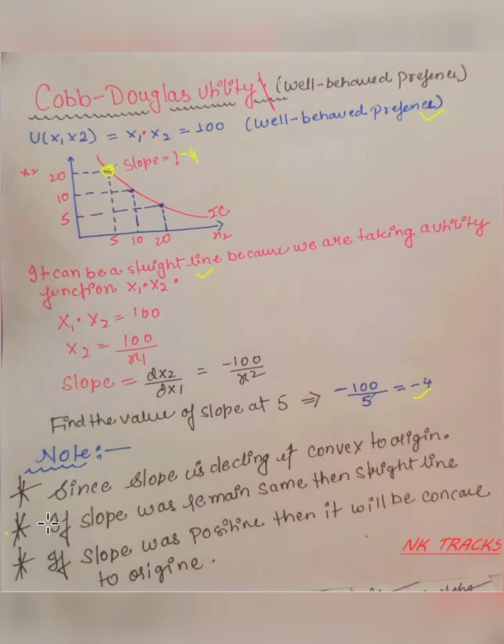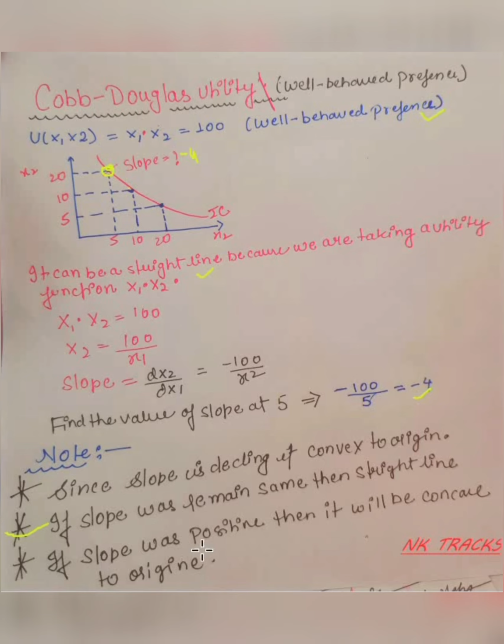And the second point you need to remember: if the slope remains the same, say over here we get a slope of minus 4, at this point also minus 4, at this point also minus 4, then the curve will not remain convex to the origin. The indifference curve will turn into a straight line, not convex to the origin. And as we see the value is negative, so it's showing a decline.